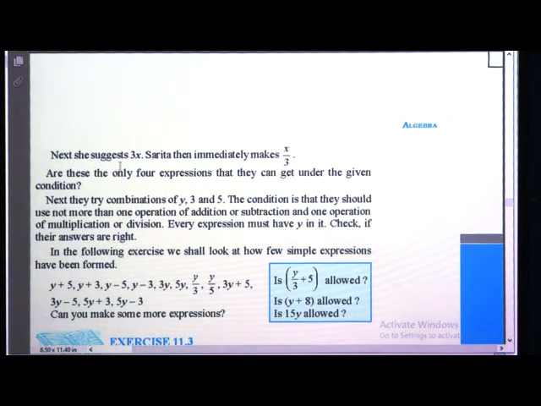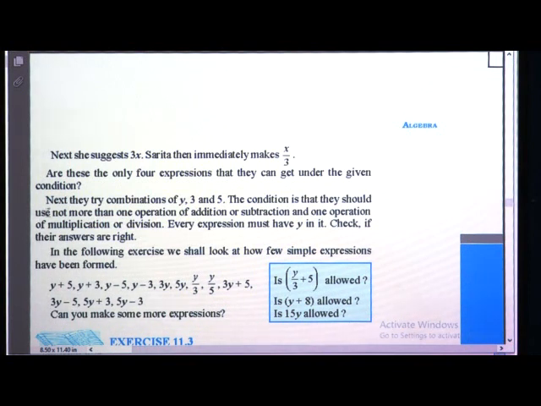Next, she suggests 3x, means 3 multiplied by x. Sarita then immediately makes x by 3, division, multiplication, addition and subtraction. Are these the only 4 expressions that they can get under the condition? Next, they try the combination of y, 3 and 5. So, by using the 4 operations and the variable x and the number 3, can they prepare only the 4 operations they have told, or many can be done? Okay, only 4. So, let us see.